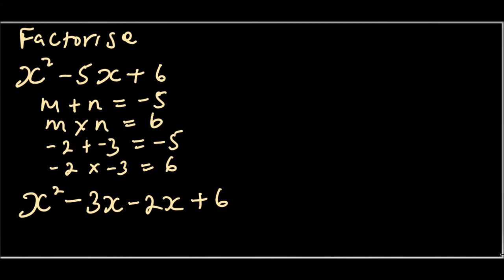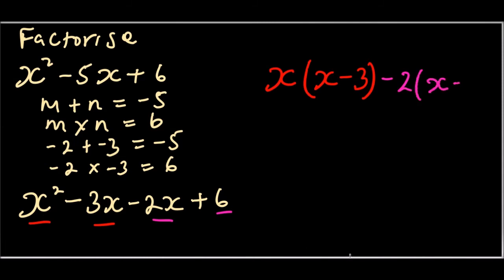Now from this point, we factor what is common here. x is common, so we have x into bracket, and we are left with x minus 3. Here we factor what is common in minus 2x and 6. If we factor out minus 2, we will be left with x minus 3, because minus 2 times x gives us minus 2x, and minus 2 times minus 3 gives us 6.